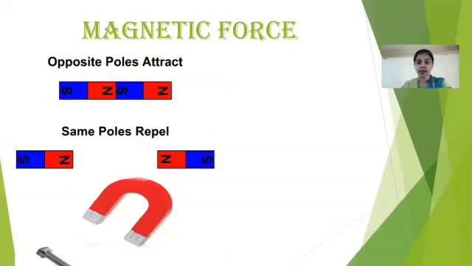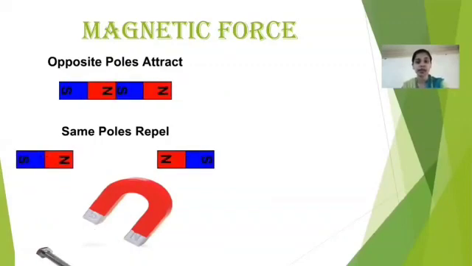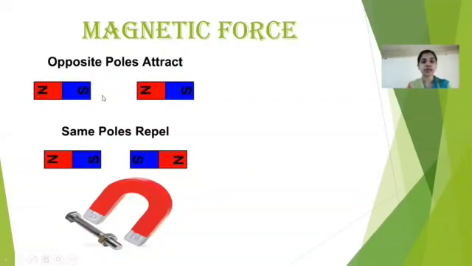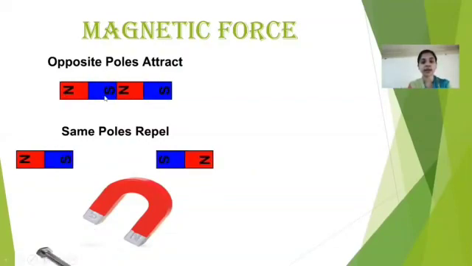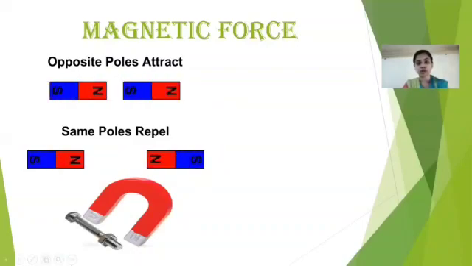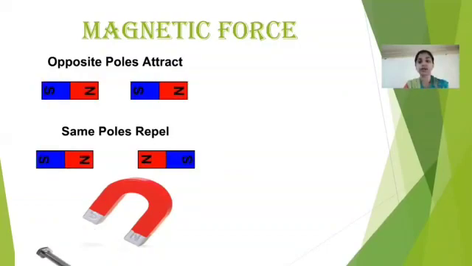Now next is the magnetic force. You know that in your previous classes, in sixth class and seventh class, you learned about the properties of magnets. Three properties of the magnet: directive property, attractive property, and repulsive property. Here you see that the north pole of one magnet and the south pole of another magnet attract each other, but the same poles, or like poles, always repel each other.